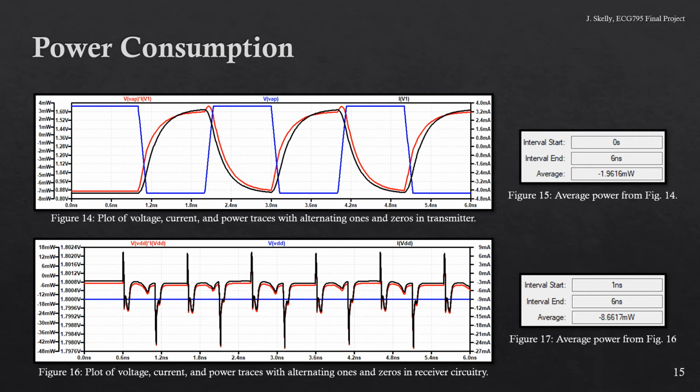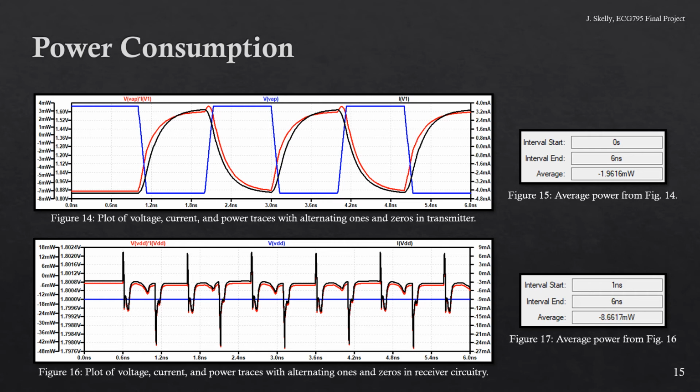The magnitude of average power of one line was obtained and is seen in figure 15 as 1.96 milliwatts. Since there are two lines per link, the transmitter side of each link supplies 3.92 milliwatts of power per cycle on average. Figure 16 shows the plot of voltage, current, and power supplied by VDD to the receiver circuitry.